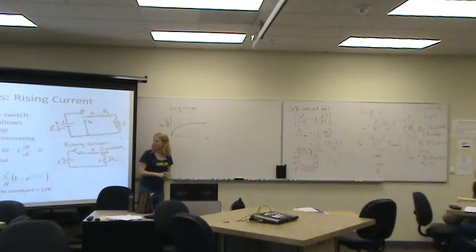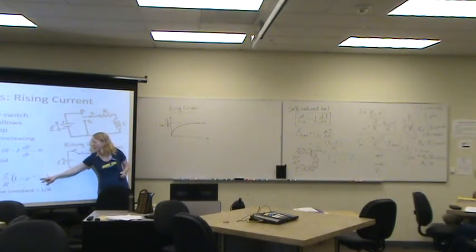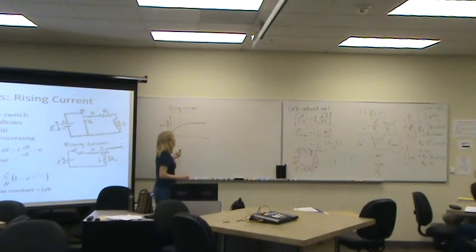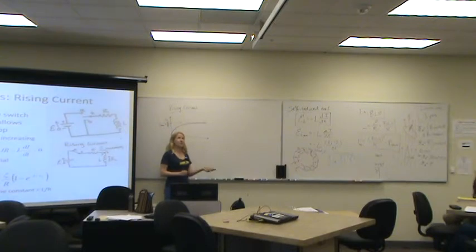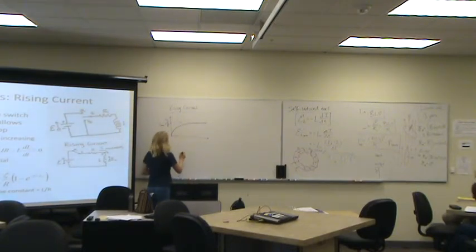You'll notice that in our exponent, we've got a new variable, tau sub L. Before with the RC circuits, we had the capacitive time constant. Now tau sub L is called the inductive time constant, and it's L over R.